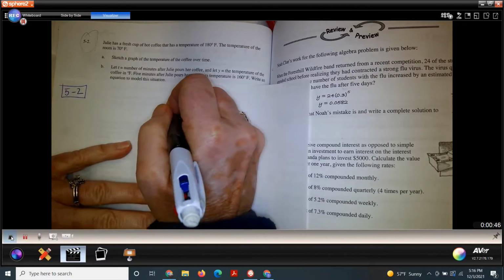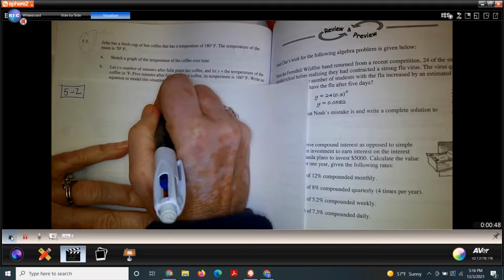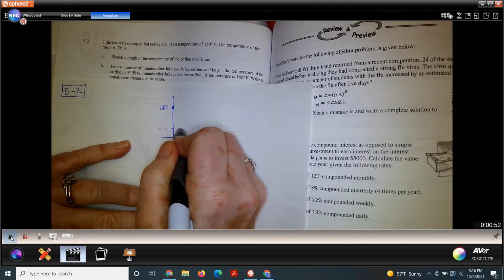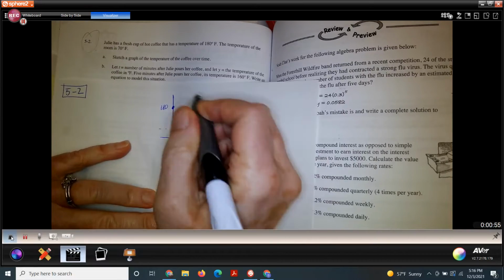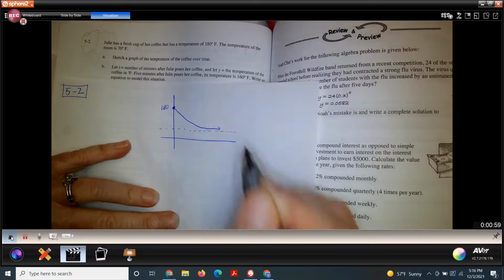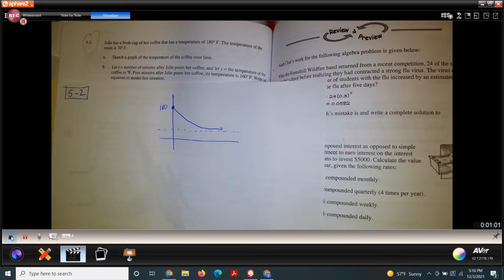It has a temperature of 180 when it starts, but it's never going to get colder than the room. Like the cup of coffee is not going to just keep going down to the bottom like a normal exponential function would. It would go along towards 0. But so I think that's reasonable. That's the model of the coffee cooling over time.